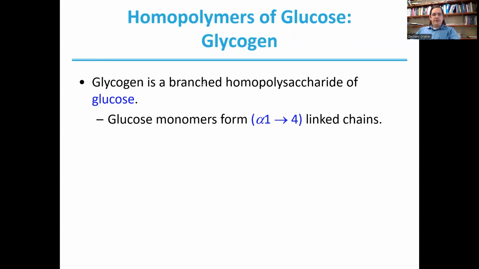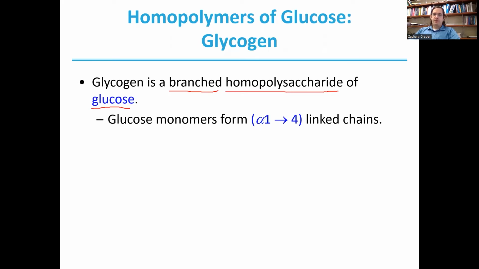Now that we understand the basics of our polysaccharides, I want to take a closer look at the structure and function of some of our common polysaccharides. So we'll start with glycogen. Glycogen is a branched homopolysaccharide of glucose. Of course, branched should tell you right away that we're going to have multiple different glycosidic bonds here. And the fact that it is a homopolysaccharide indicates that we just have a single sugar, in this case, glucose. So our glycogen is formed from glucose linked together with alpha 1 to 4 glycosidic bonds.